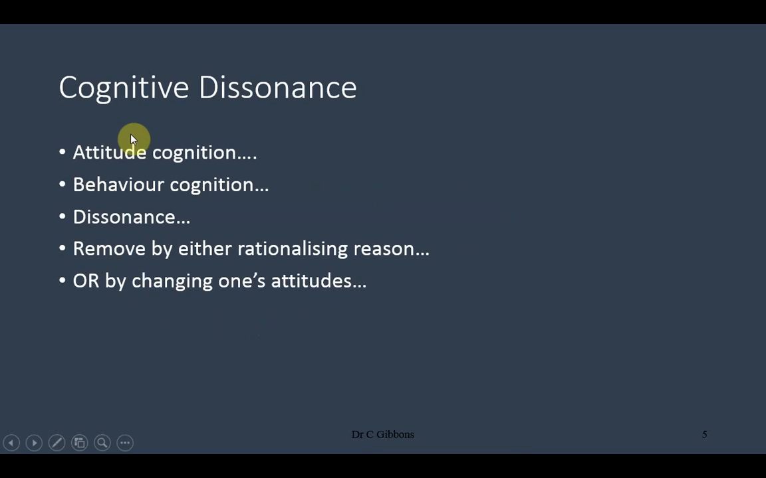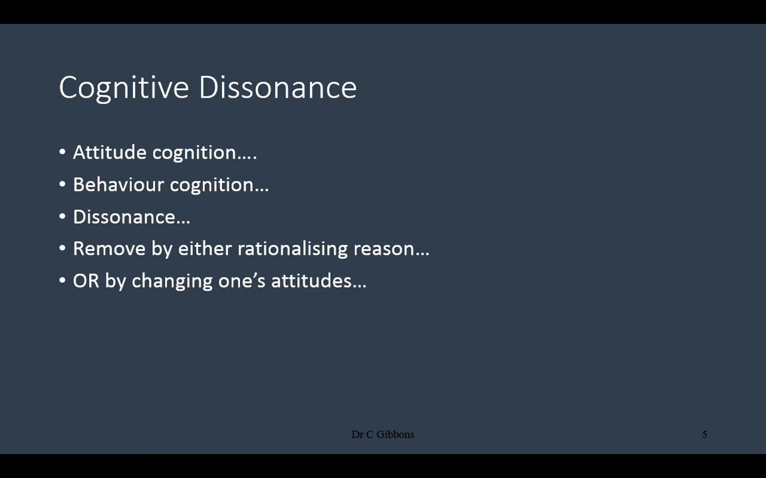This is a useful template to understand the theory. The theory he wrote in a book given the unimaginative title, A Theory of Cognitive Dissonance. But essentially, if you can get your head around this idea of what's the attitude, how is the person acting, if there's an inconsistency, they experience this negative emotion, and they're trying to rid themselves of this by rationalizing or by changing their attitudes.